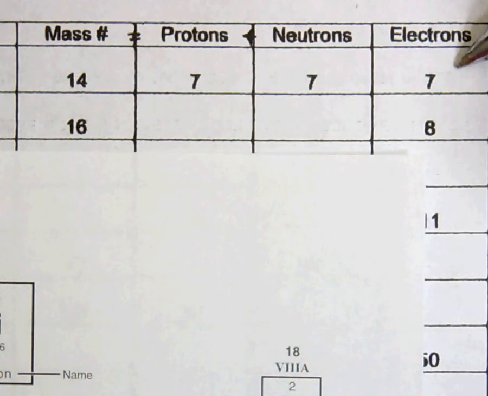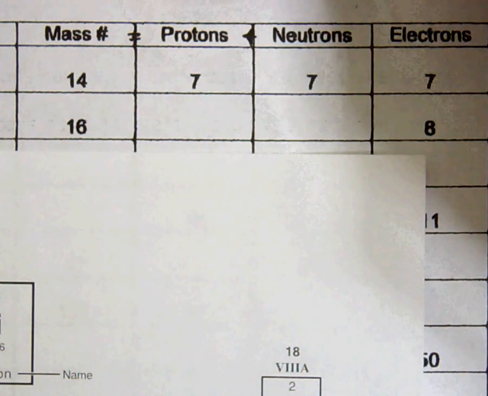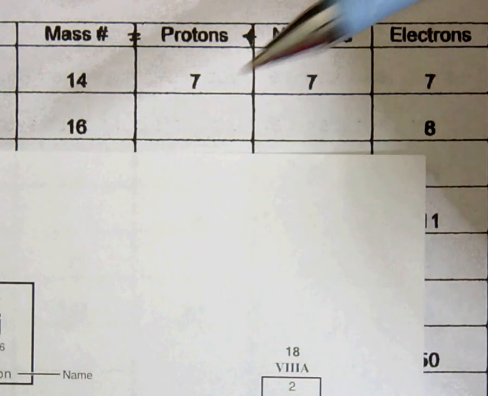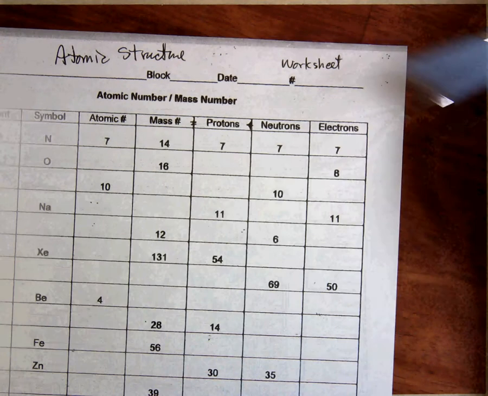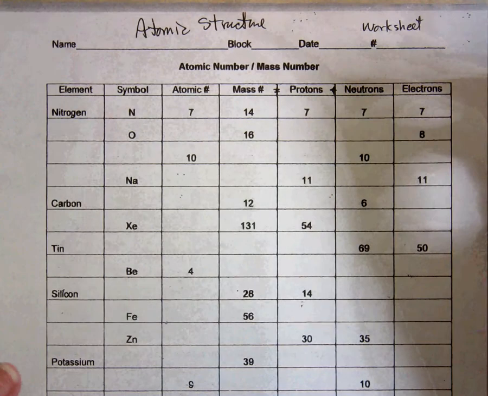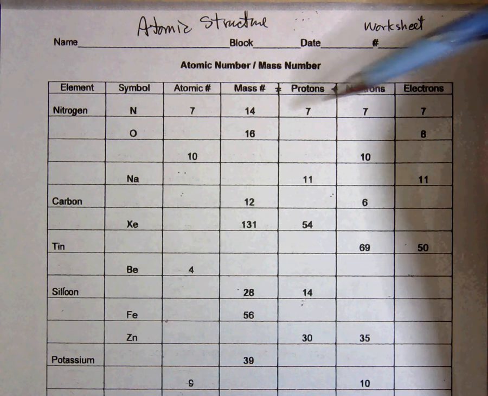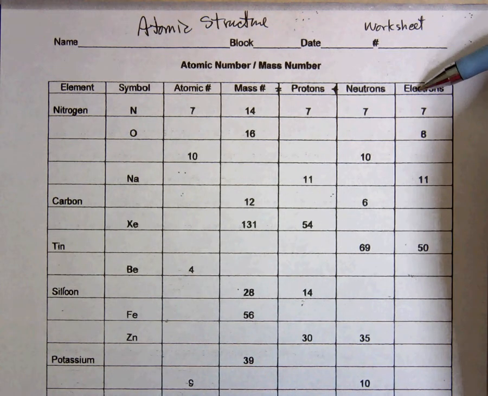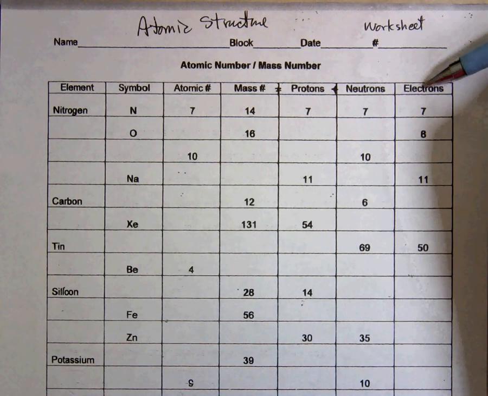When you get to electrons, the number of electrons will be the same as protons for this worksheet. The reason why is that these are all talking about neutral atoms, elements. Let me pan back out here. For each of these elements, we're going to have an equal number of protons and electrons, because protons are positive and electrons are negative, and they need to cancel each other out, because 7 positives and 7 negatives add up to 0, no charge. So protons and electrons will be equal.